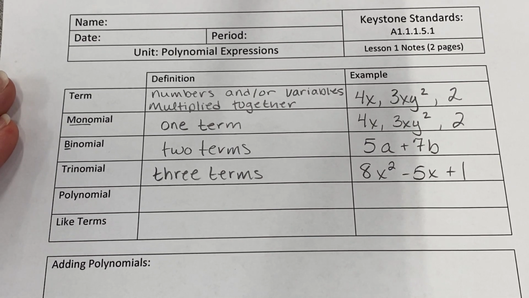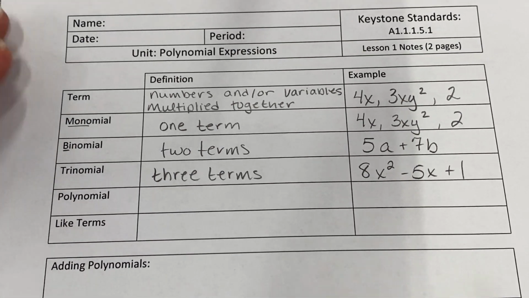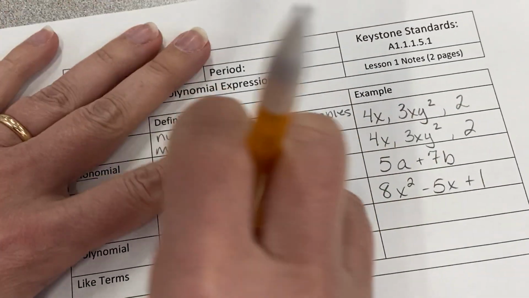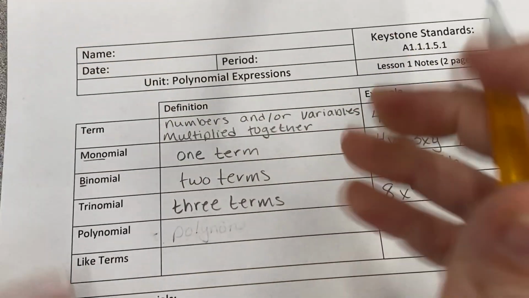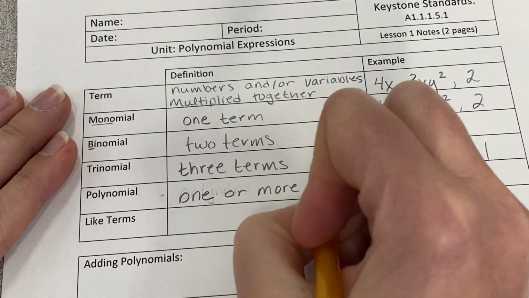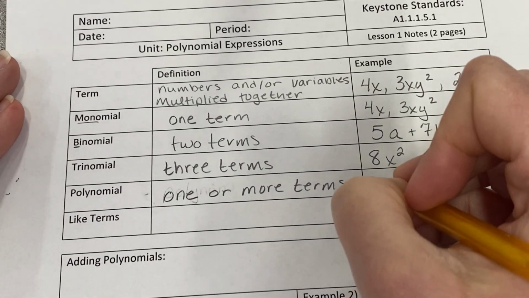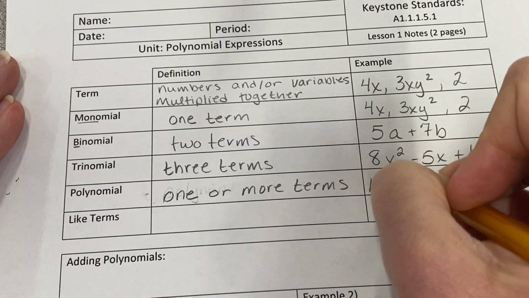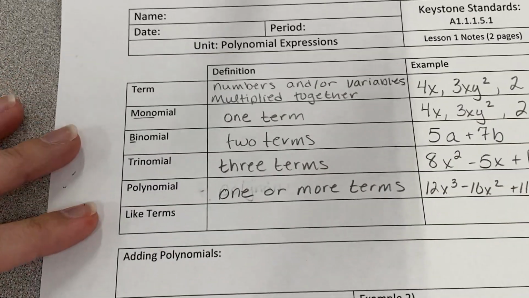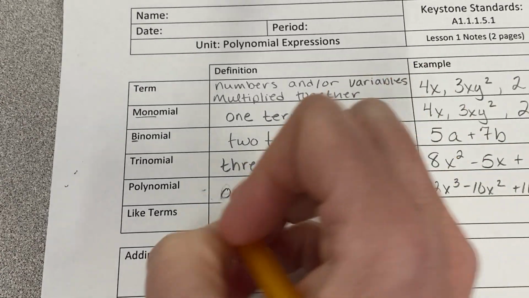And then after that, we just got lazy and we call the rest polynomials. Even the binomial, trinomials, those are called polynomials as well. Even a monomial. This is one or more terms. All right, and all of the above are examples, but here's one, 12x to the third minus 10x squared plus 11x minus 4.